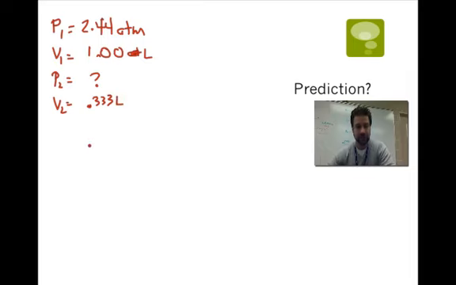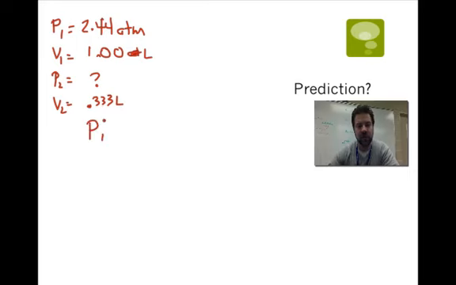And then V2 was 0.333 liters. So at this point we can make a prediction, and we'll see if our final answer agrees with it. We have a gas that was initially at 1 liter, and that gas is going to get compressed to 1/3 its initial volume. So it's going to compress down to 1/3 of its original size. Now we saw with the balloon, as I compressed it down, the pressure went up. So my prediction is that the pressure is going to go up higher than 2.44 ATM because I'm decreasing its volume by 1/3. We'll do the math and make sure that we're correct.